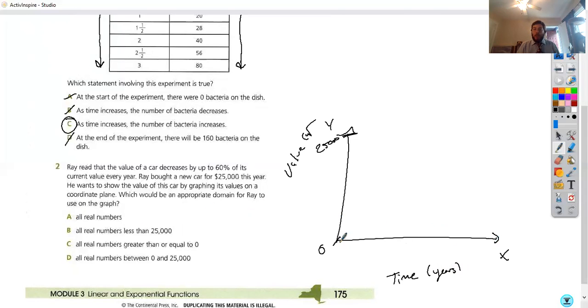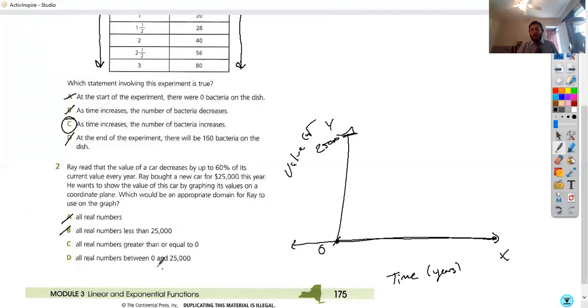All real numbers. Well, we don't want to include our negative numbers here because the value of the car wasn't higher before he bought it. Right when he bought it, it was at its highest point. So we're not going to do all real numbers because we don't need negative numbers. All real numbers less than 25,000. Well, again, that would include our negative numbers, so we don't want to do that. All real numbers greater than or equal to 0. So that would be from here and continuing on. That looks like a keeper.